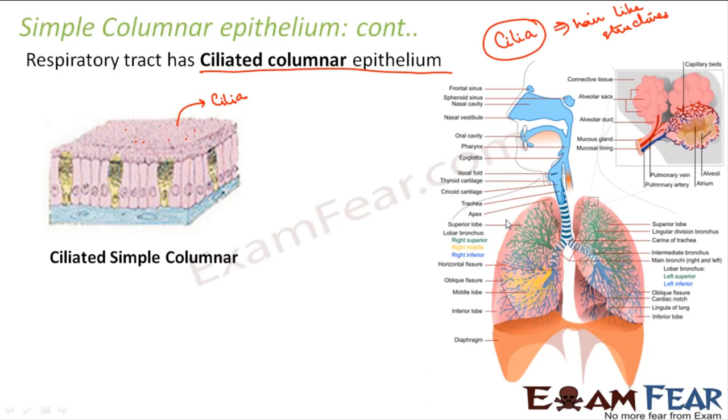I will not get into the detail of the structure of the respiratory tract, but just imagine what happens during respiration. We breathe in, we breathe out. That is all about respiration, right? Now, there is a slippery fluid-like substance which is secreted by some specialized glands, and that fluid is known as mucus.